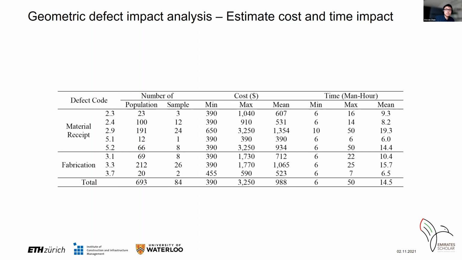As shown in the table here, the average cost impact of sample geometric nonconformance is almost $1,000, and the time impact is approximately 14.5 man-hours. The results of the estimate are evaluated as well to characterize the sample data, which will allow curve fitting of probability distributions.